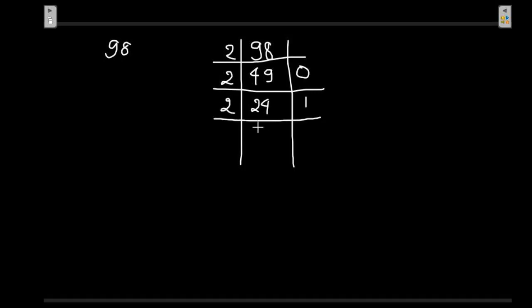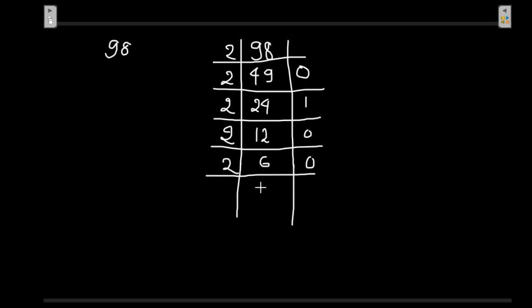Again, continuing the whole process, we get 0 over here. 12 is divisible by 2 in 6 times, so we'll get 0 again over here. Extending the ladder, continuing the process, we'll get 1 and 1.